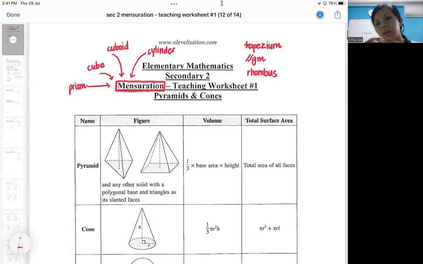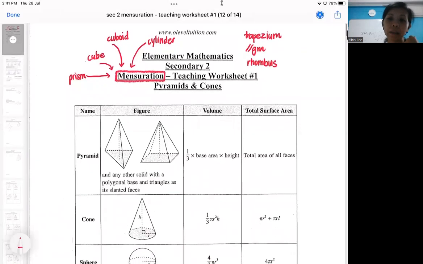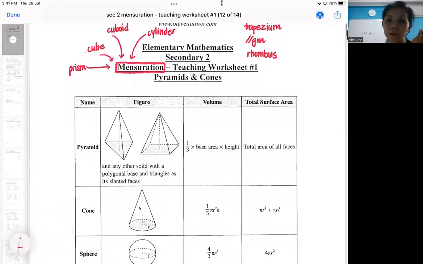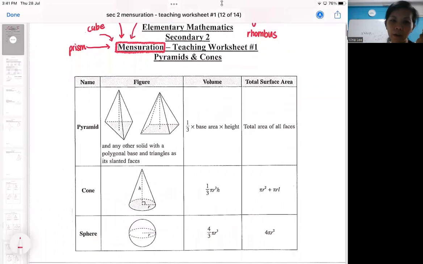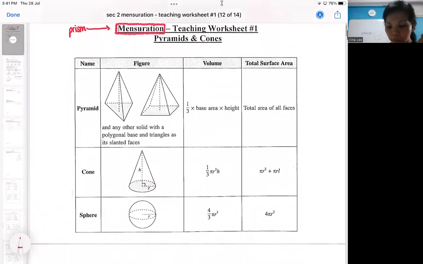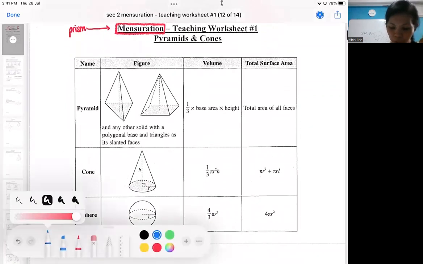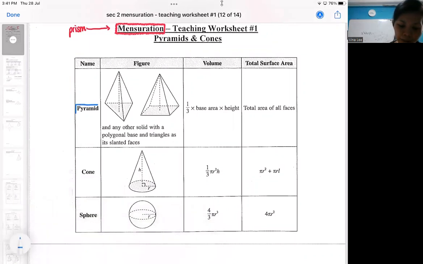So we will be doing isolated shapes first before we consolidate the shapes with the Sec 1 shapes. We're going to focus on the new shapes before we add on the Sec 1 items that you have learned. There are 3 separate shapes, but I will be telling you that the pyramid and cone fall under the same family.